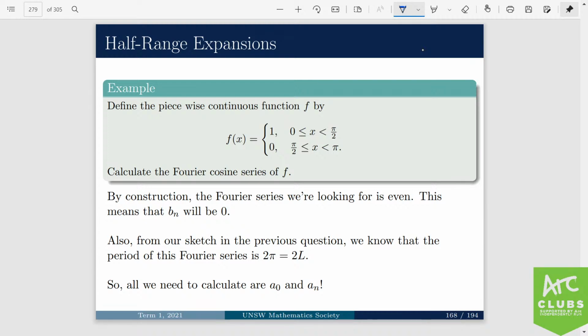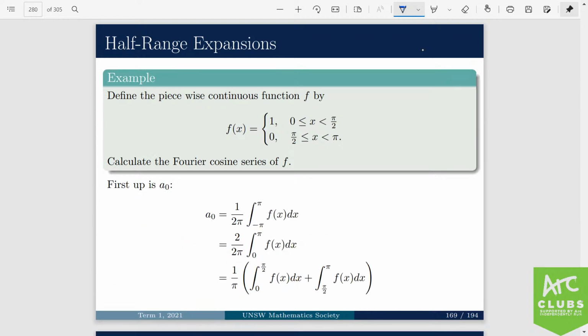From our sketch, we know that our period is 2 pi. So 2 pi is equal to 2L, which means that our L is pi. Cool, so we've got all the information we need. Let's start solving. First up is A naught. Again, we just use a formula. Let me write it here instead of flicking back. So we've got 1 on 2L, the integral of f of x dx. We know L is pi, so we can easily substitute that in, and we put the pi's here.